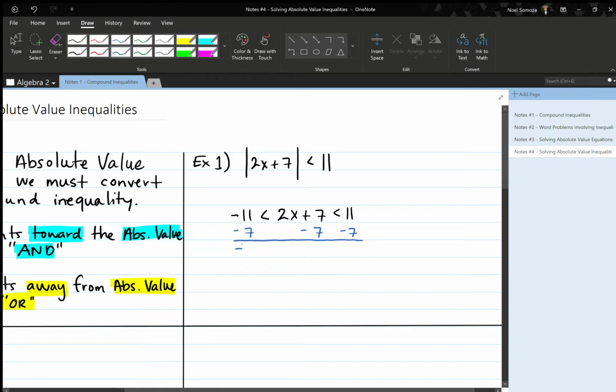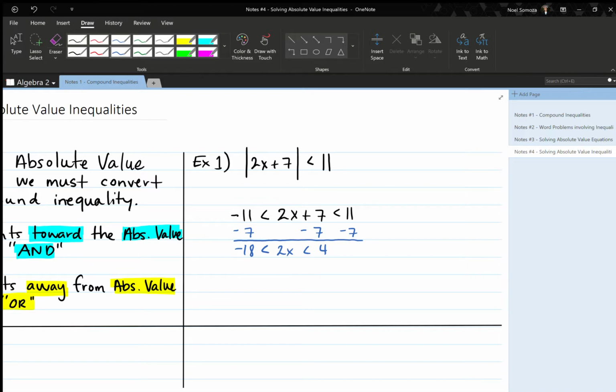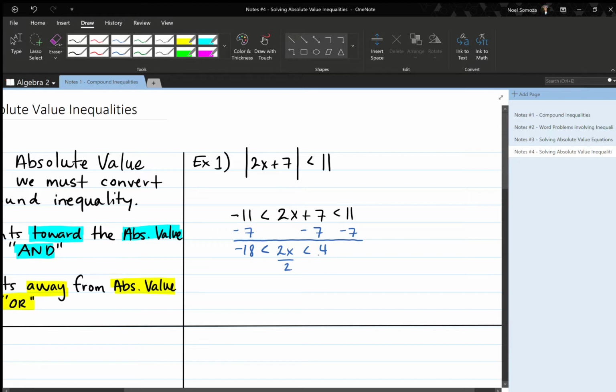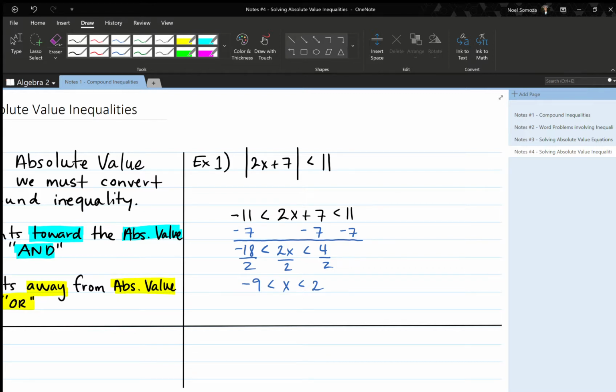That's going to give us negative 18 is less than 2x, which is less than 4. Okay, so finally, you divide both sides by 2, and we get negative 9 less than x less than 2. Okay, so how does this work, right? What does the answer mean in terms of the problem?